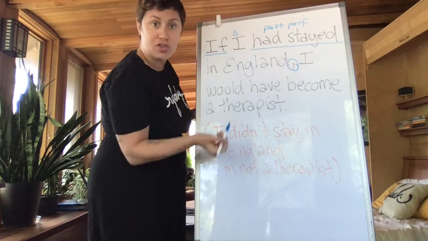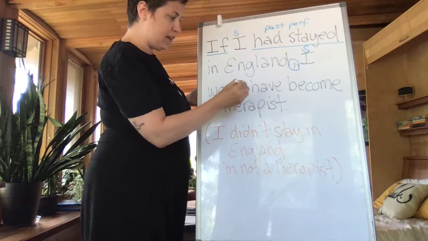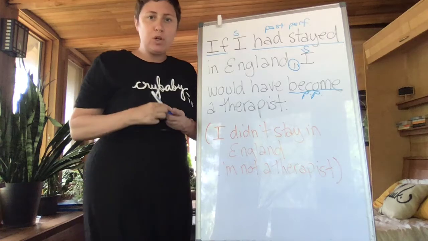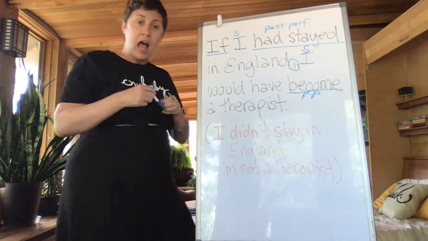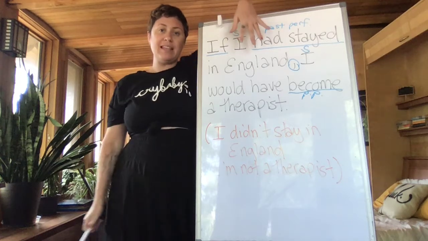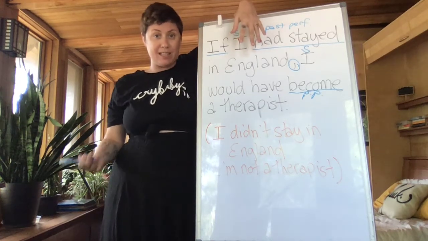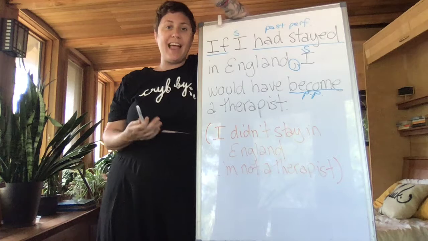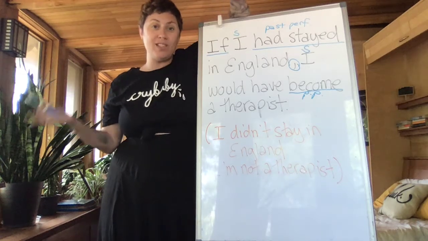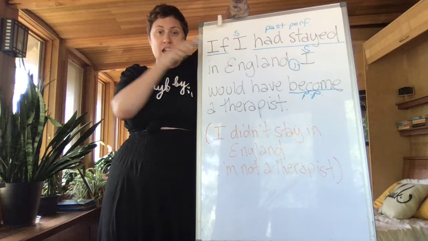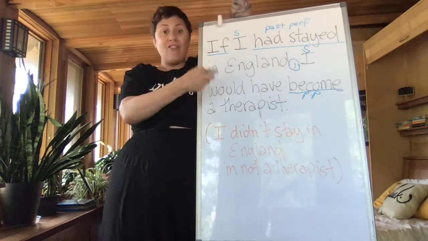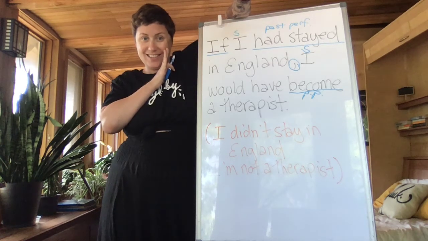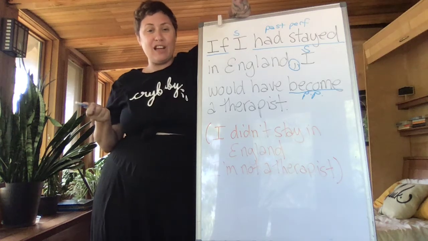Independent clause or results clause. So we have our subject, would, plus have, plus the past participle of our main verb. I would have become a therapist. So this is the opposite of what actually happened in my life in your dependent clause. And then in the result clause, we give the different potential past result if we had made a different decision. So if I had stayed in England, I didn't, but if I had stayed in England, I would be a therapist, but I'm not a therapist because I didn't stay in England. So that is how you make the third conditional.